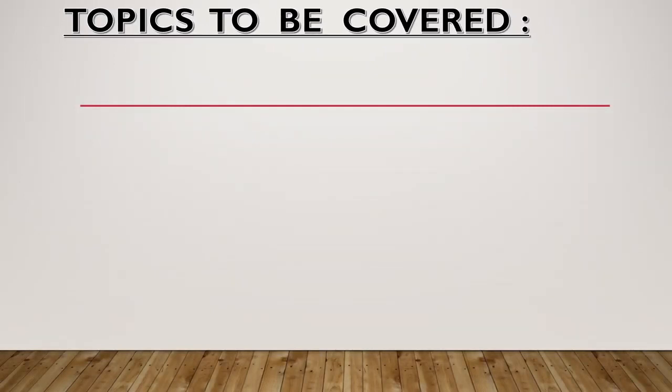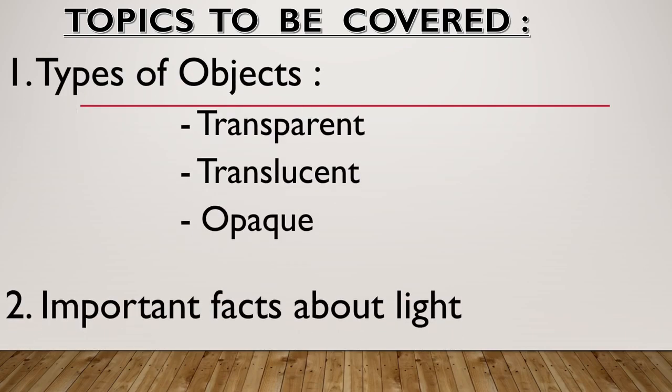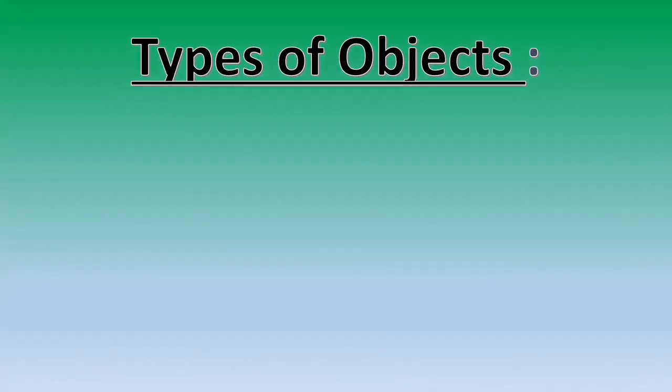Here, in this video lecture, we will be covering the remaining topics of the heading Light. They are number 1. Types of objects: transparent, translucent, opaque, and some important facts about light. Let's start with the types of objects.